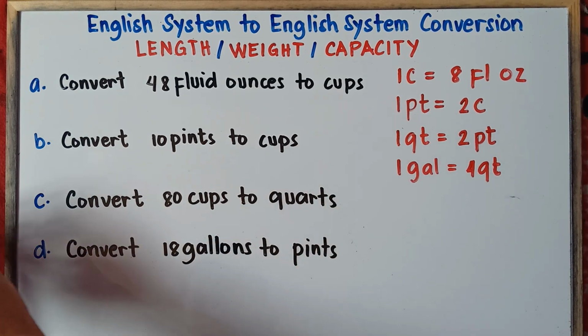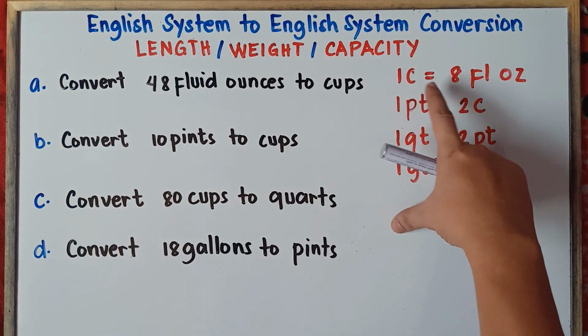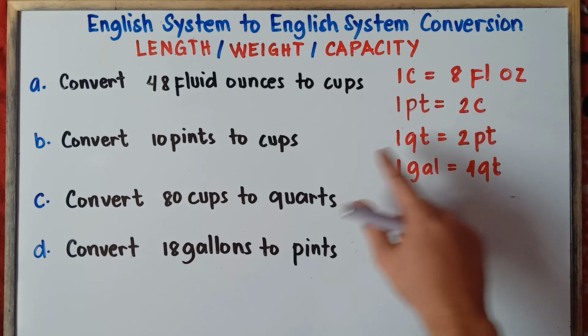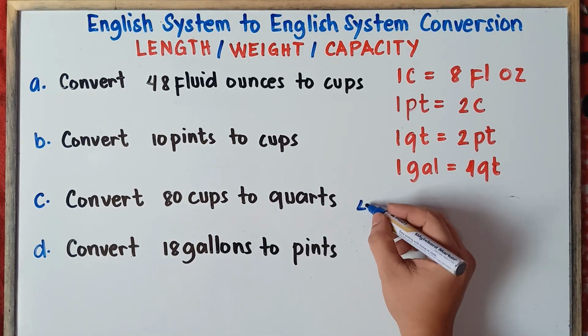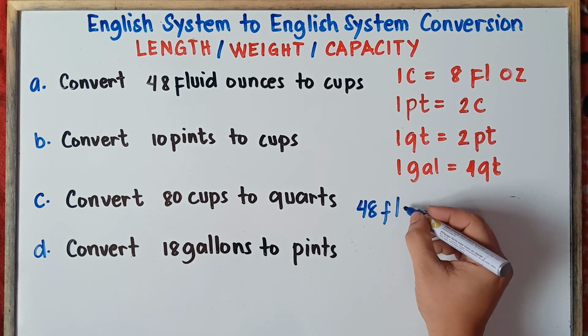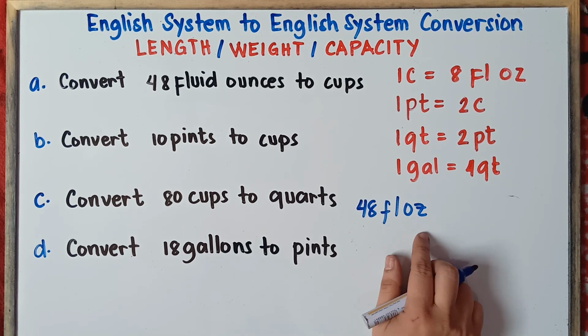So letter A, convert 48 fluid ounces to cups. So do we have fluid ounces to cups? We have the conversion. Yep. We have 1 cup is equivalent to 8 fluid ounces. So therefore, class, we will be using this conversion. So copy the given. There would be 48 fluid ounces. We can write that one FLOZ. So this will be the abbreviation, class, for the fluid ounces, FLOZ.